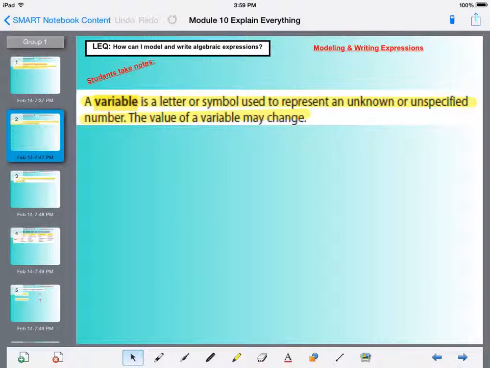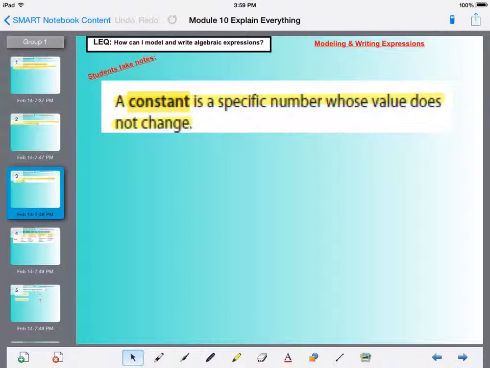Another vocabulary term that we want to review is variable. A variable is a letter or symbol used to represent an unknown or unspecified number. The value of a variable may change. So based on the expression, your variable, coming from the word vary, can change. A constant makes a lot of sense because it is a specific number whose value does not change. So it is the complete opposite of what a variable would be. A constant does not change.